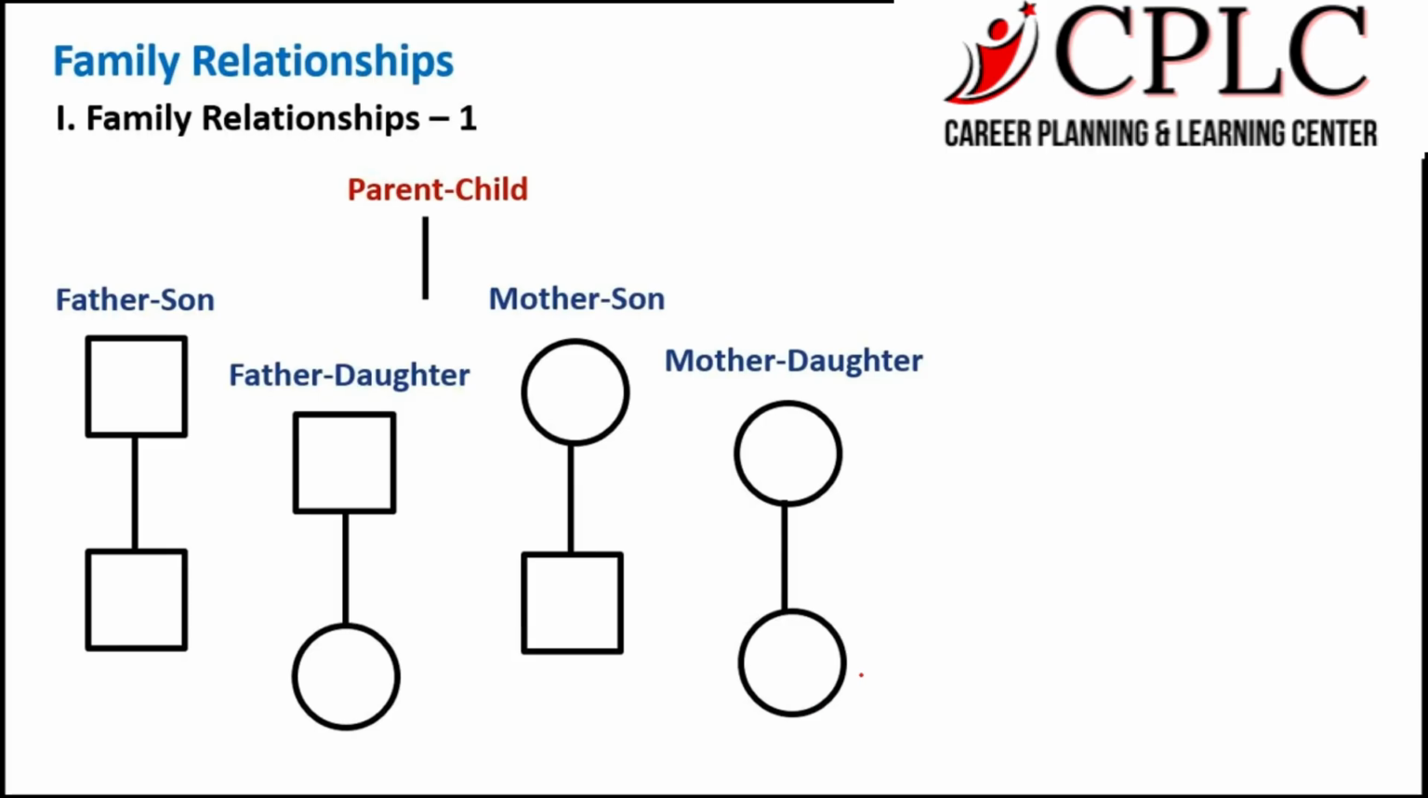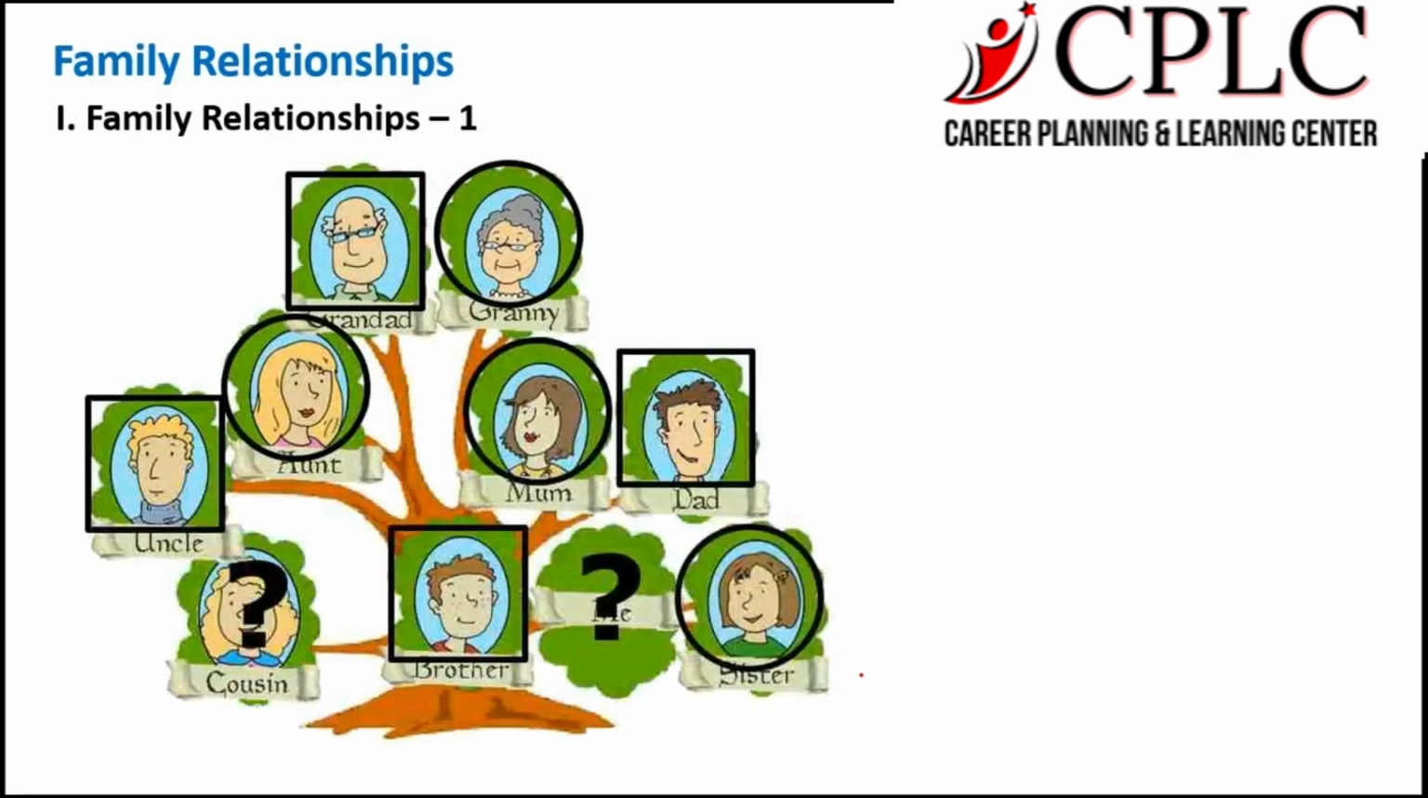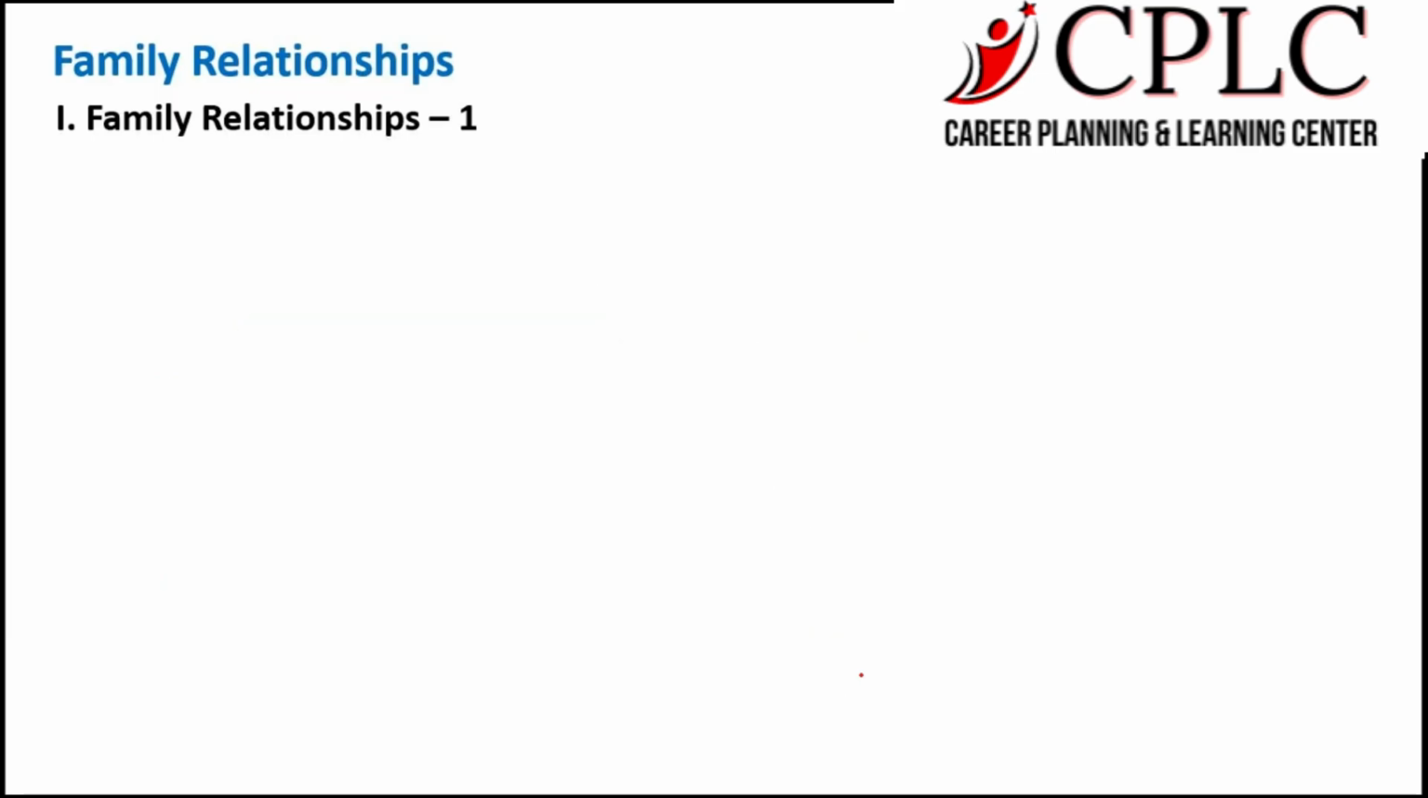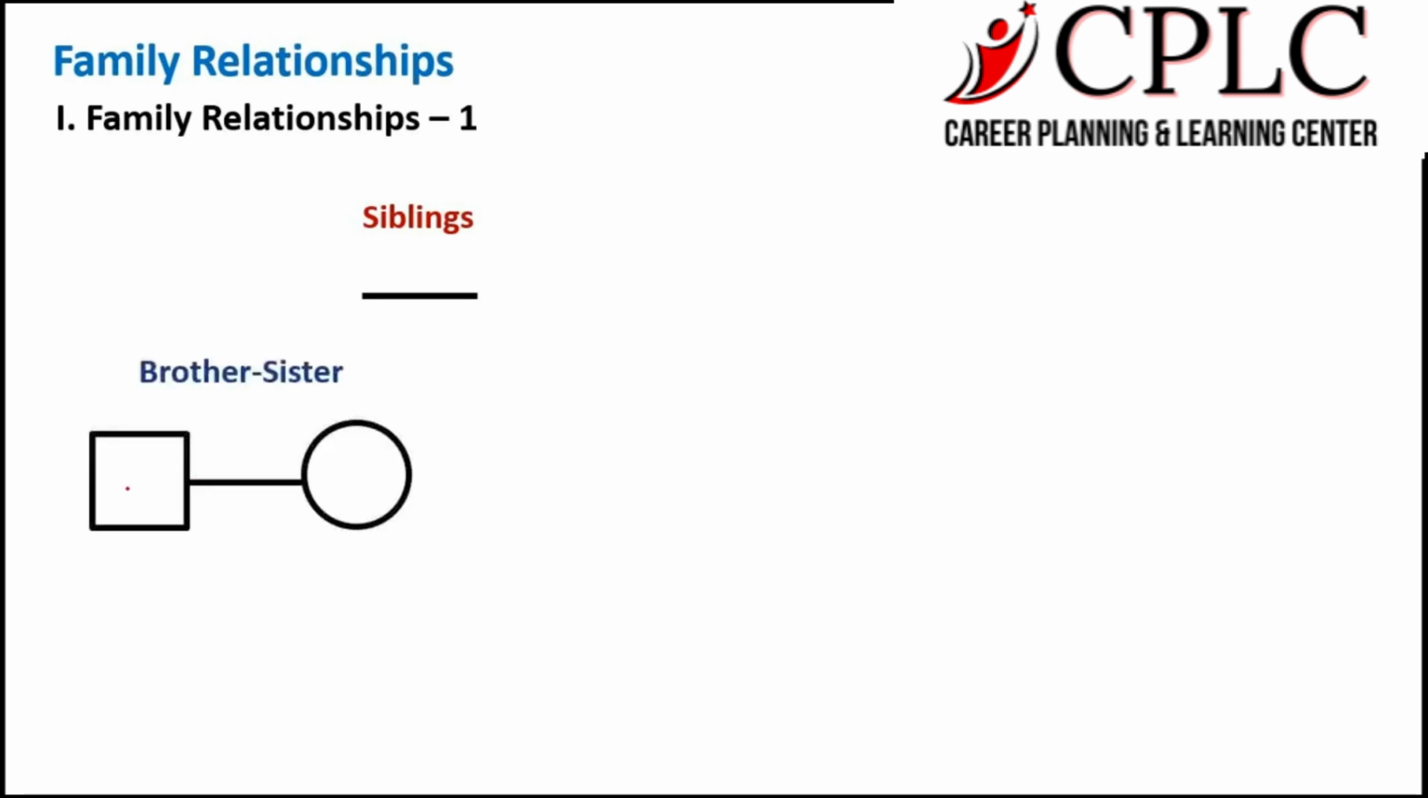Second last of the basic representation, sorry, is basically siblings. Now when I talk about siblings, there's no generation gap as such, because they are of more or less same age category. So they are separated by a horizontal line like this. And again, as usual, we can have the gender specific representation.